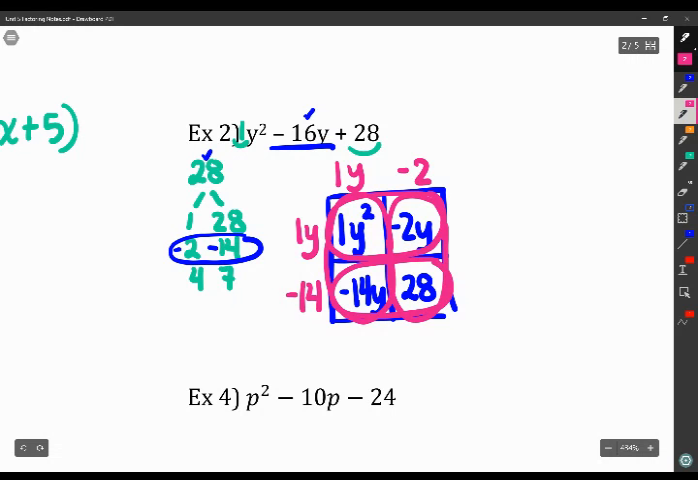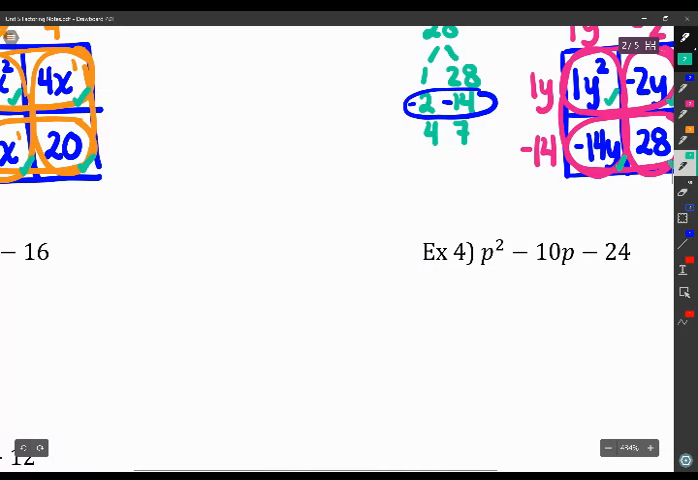And then we can do our double check. So 1y times 1y is 1y squared. 1y and negative 2 is negative 2y. Negative 14 and 1y is negative 14y. And negative 14 times negative 2 is 28. So everything checks out. So then my answer is y minus 2 and y minus 14.